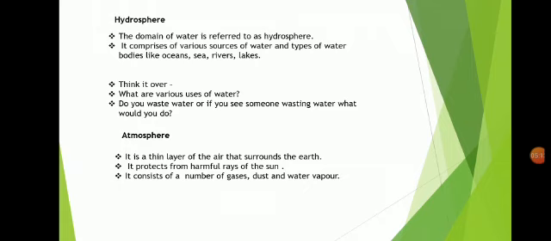Here's what you have to do. You're going to write what are the various uses of water, and do you waste water? Be very honest and note down, yes, I waste water during so and so activity. And if you see someone wasting water, what would you do? Or if you have done it, what did you do? Keep these answers ready. Once we come back to school, we are going to discuss these things.